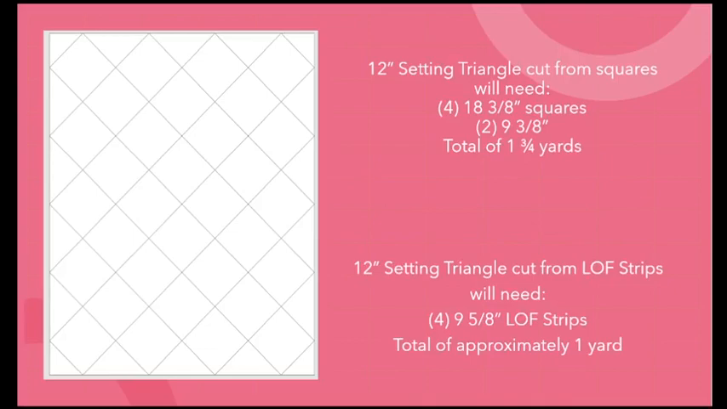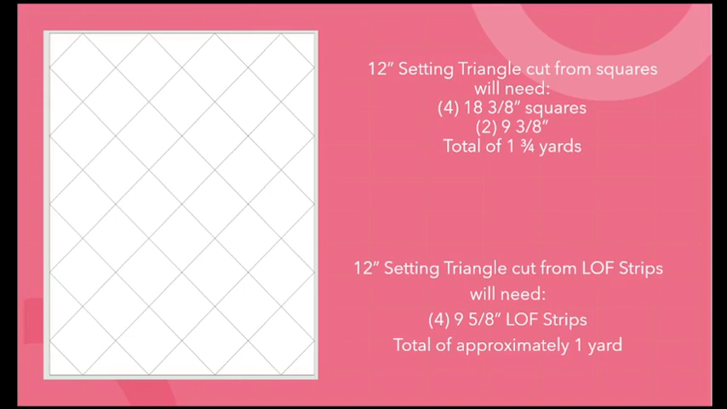Okay. So if we look at this quilt that's here, the quilt that's here right now is an on-point quilt that we consider it's 4 blocks across and it is 5 blocks down. If you were cutting these out of squares, you're going to need 18 3/8 inch squares to get all of your setting triangles out of, and you're going to end up with some extras.